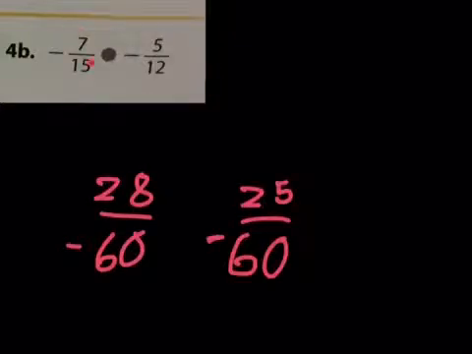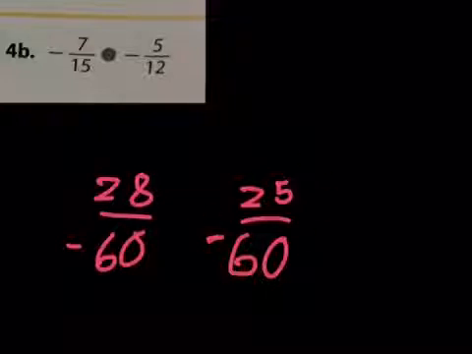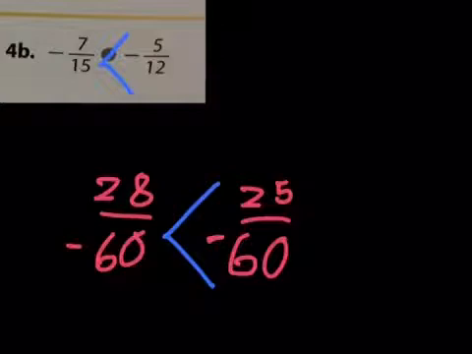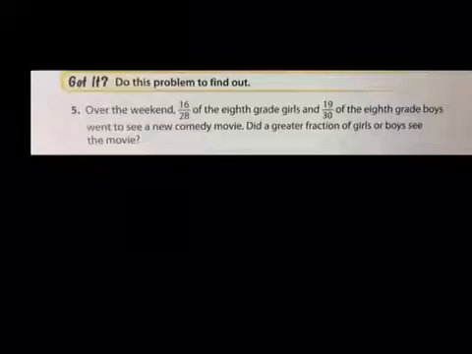Okay, so now when we multiply the top over here times 4, it's 28. And we multiply this top by 5, it's 25. But we're talking about negatives, so which one is actually bigger and which one is actually less? So negative 25 over 60 is actually bigger because we're talking about negatives. Remember that the bigger the number, when it's a negative, the less it is in value. Thank you for that, Matthew.